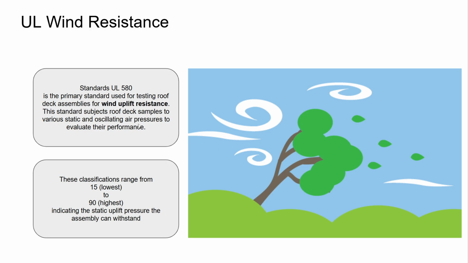Okay, so wind resistance is UL 580, and it is so that the deck doesn't uplift when the wind blows over it. Okay, and so you could get a rating of 15, which is the lowest, or a rating of 90, which is the highest. And that's what's called uplift pressure.